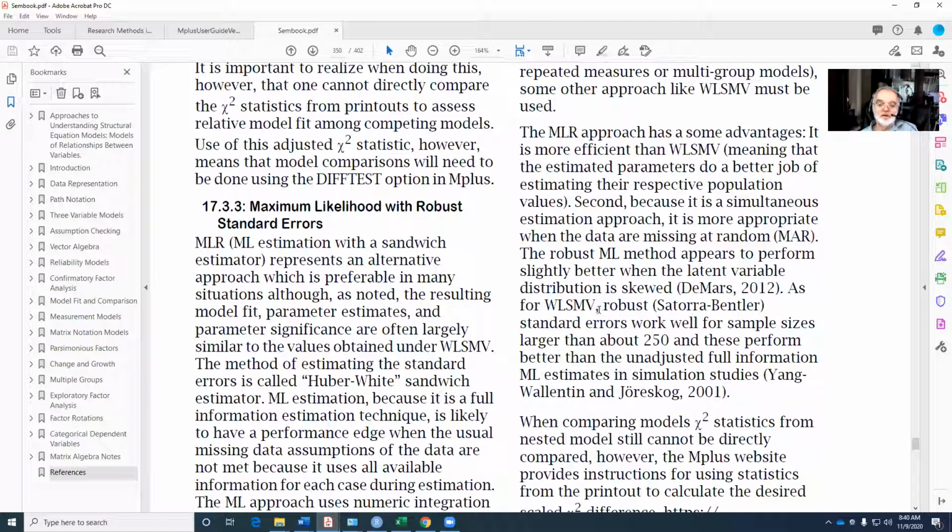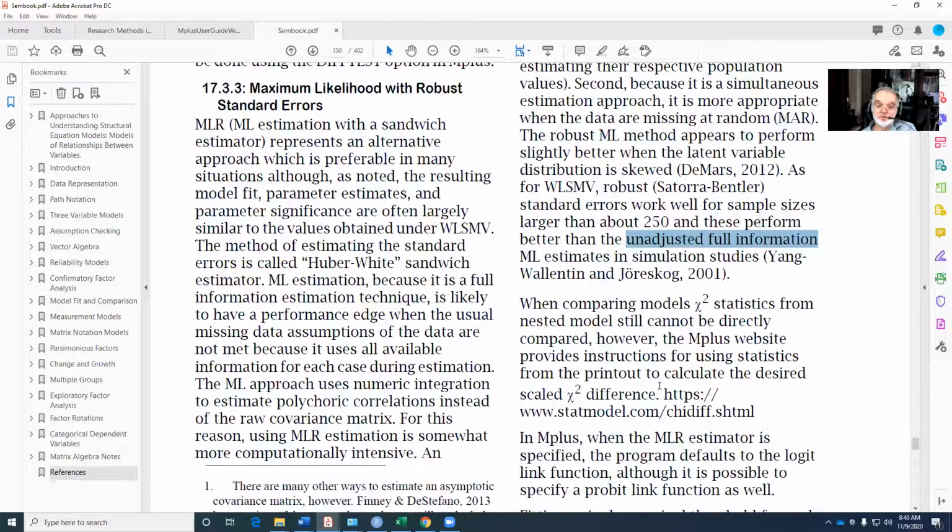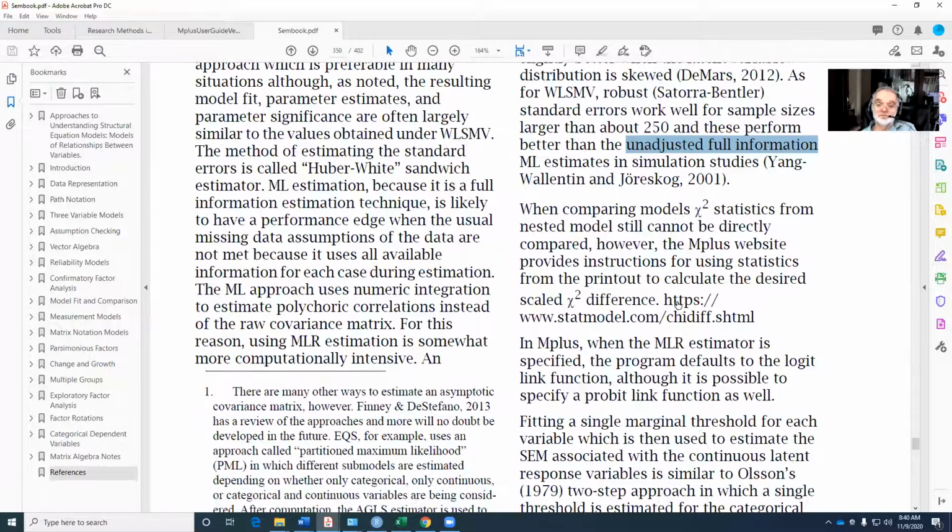And as for WLSMV, the robust standard errors work well for sample sizes provided you have at least 250. And these are working better than the unadjusted full information estimates. So that was my little, over the summer, review of the literature on estimation material.